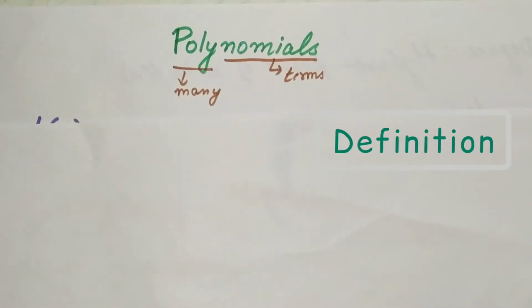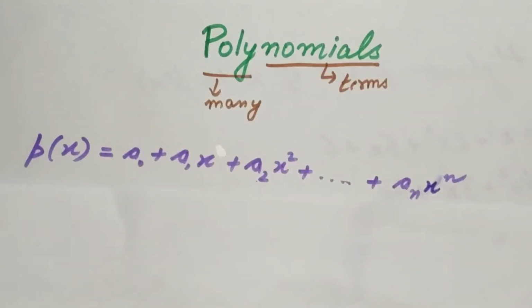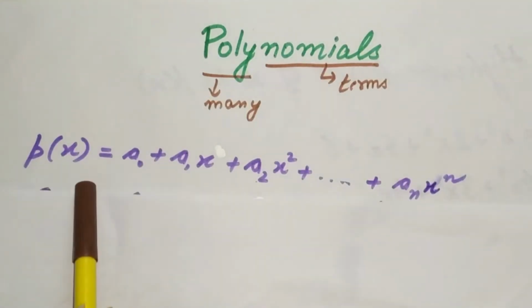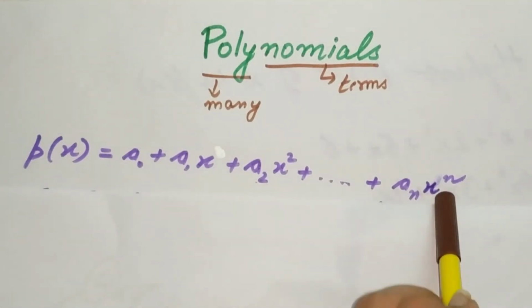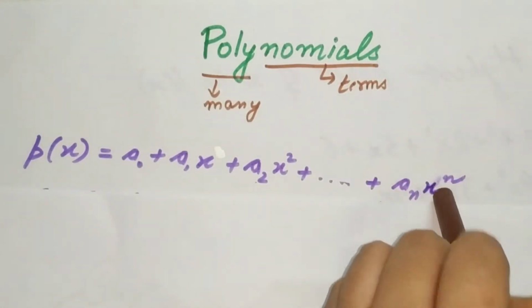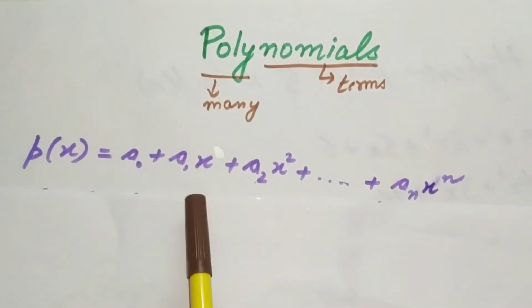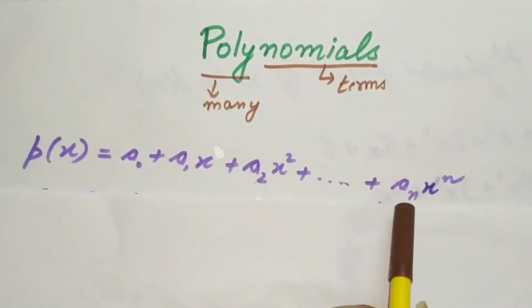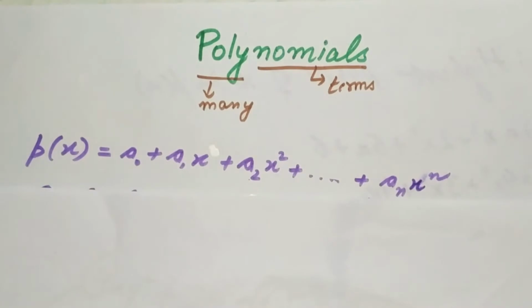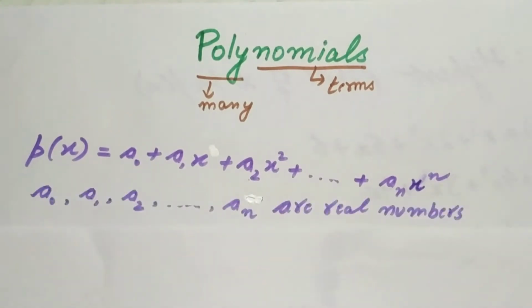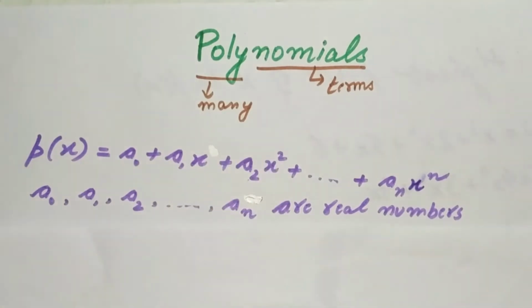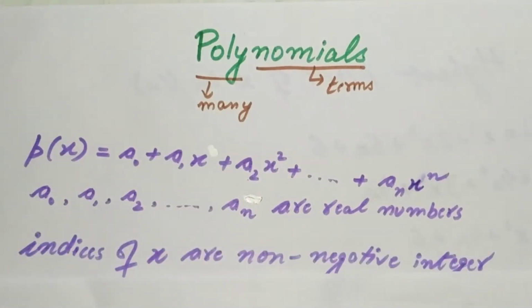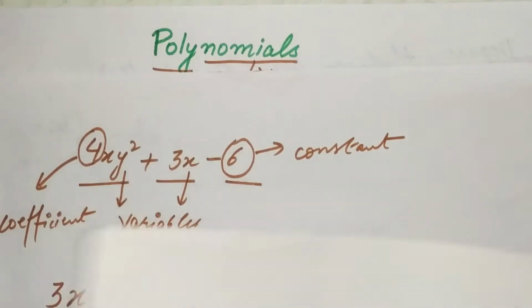Definition of polynomial is an algebraic expression of the form p(x) equals a0 plus a1x and so on, where a0, a1, a2, and so on are real numbers. And power of x should always be a positive integer or non-negative integers.